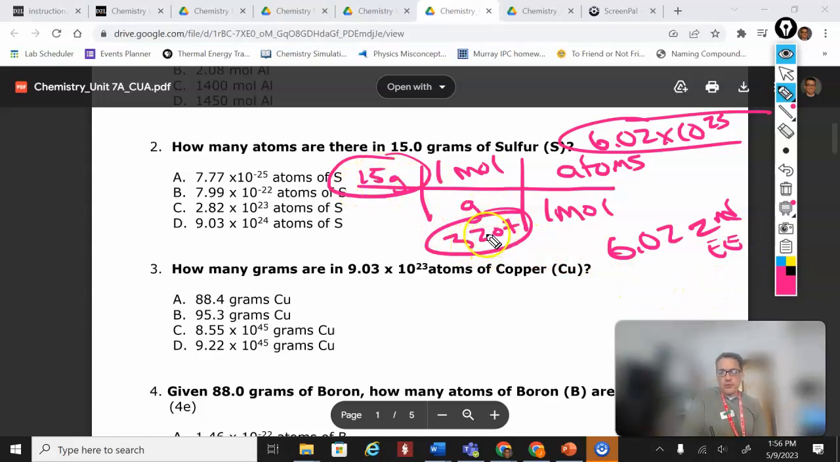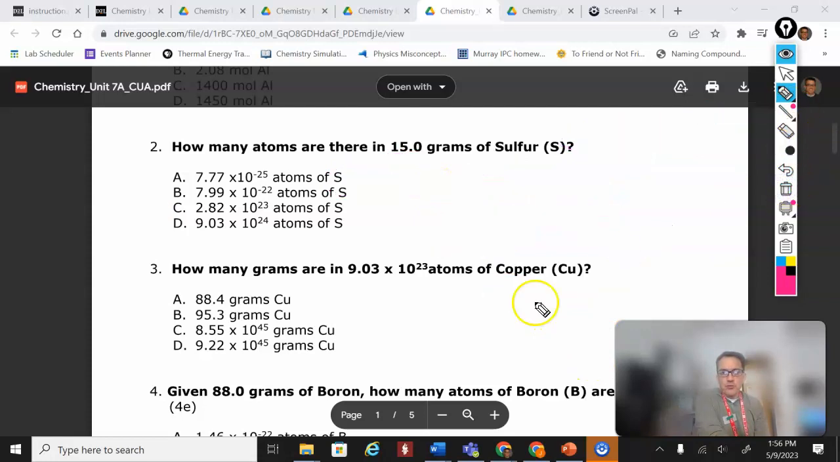15 divided by 32 is approximately a half, so about half of 6 is going to be about 3. So I believe our answer on this one was C. So 15 divided by 32.07 times 6.02 times 10 to the 23rd should give us the answer C on that one.